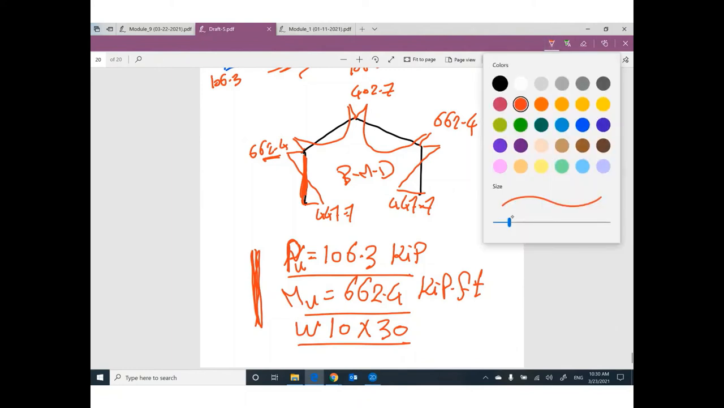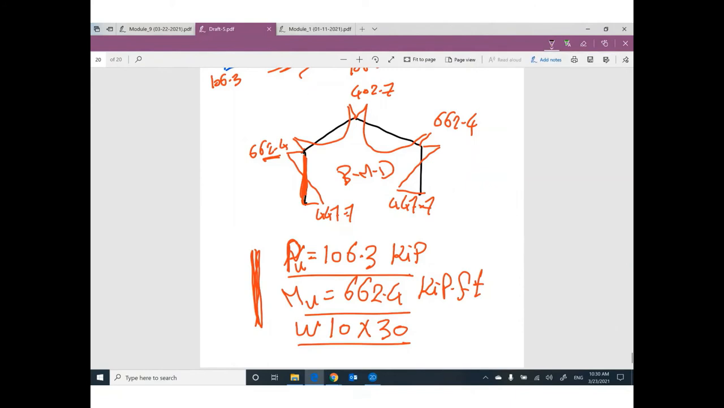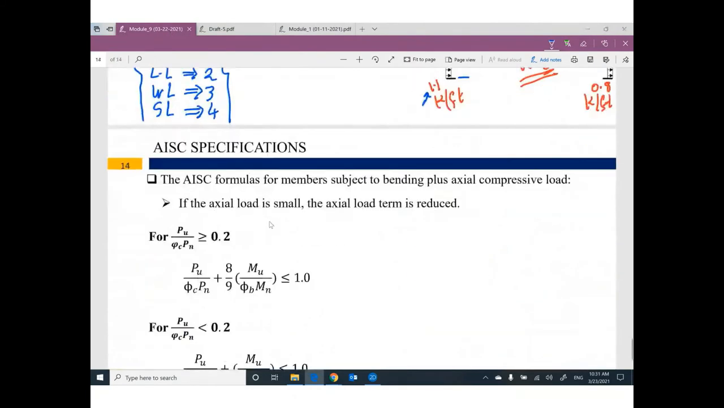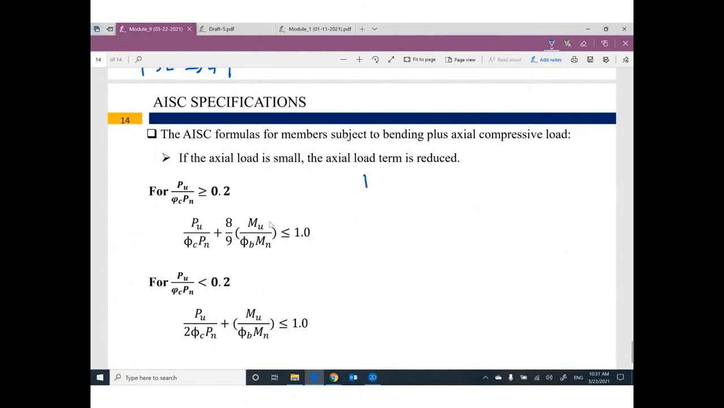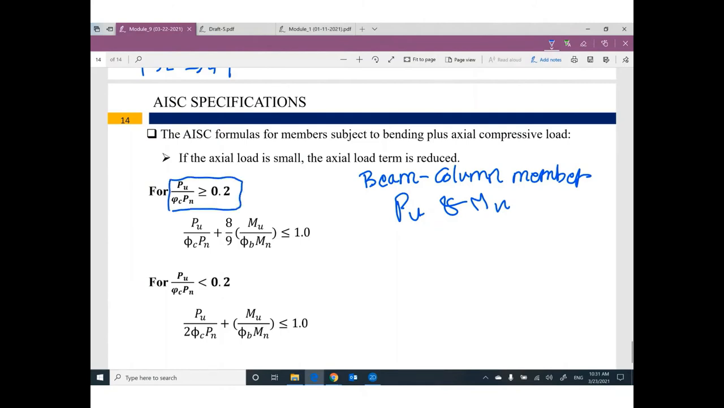If you go back to the previous meeting, I covered this example. First step, this one will be designed as a beam column member. Do you know why? Because we have P ultimate and we have M ultimate at the same time on the same member. So I need to check. Do you think the P ultimate divided by phi Pn is greater than or equal to 0.2? If it is, go ahead and use this interaction equation and make sure this term plus this term is smaller than 1.